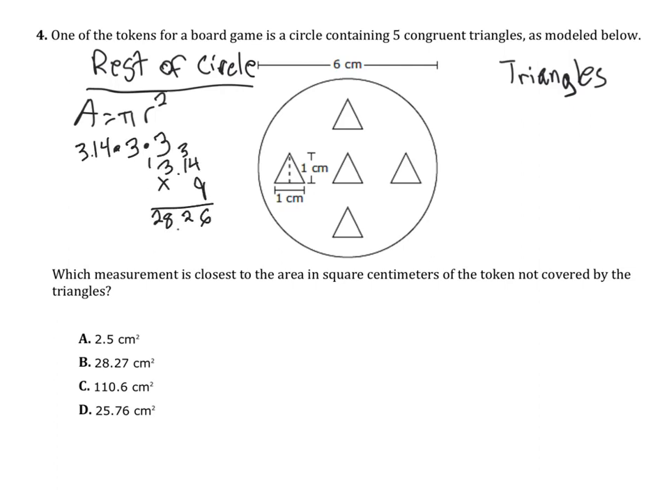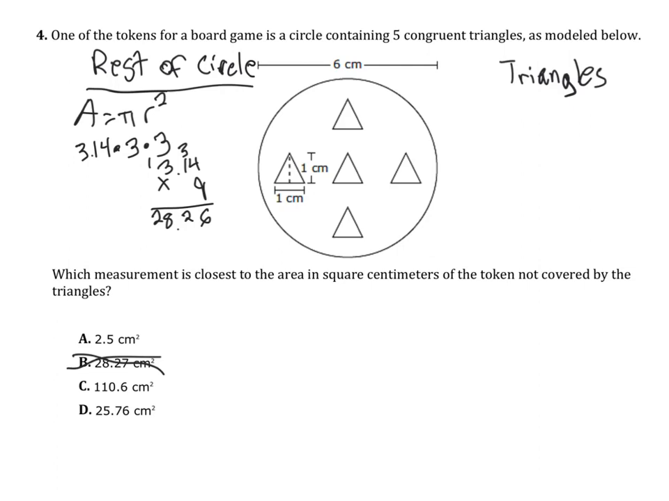So we get 28.26. Now notice, there is an answer very similar to that, and that's the tricky answer. So we know we have something else to do still, so that answer cannot be it. We need to eliminate it.